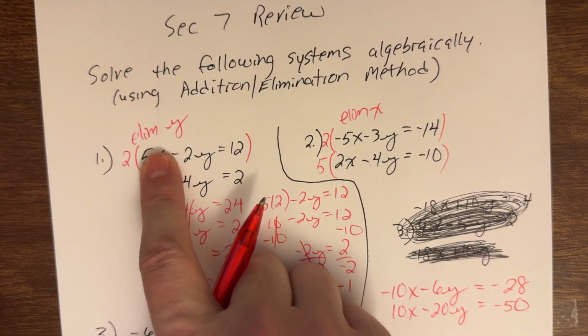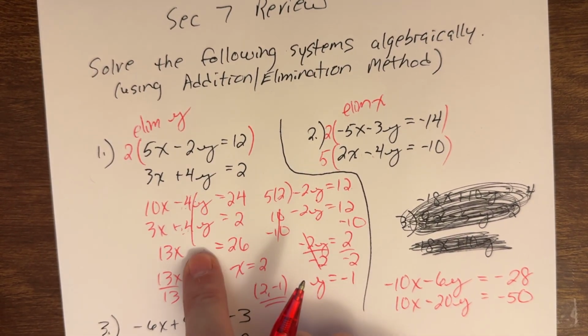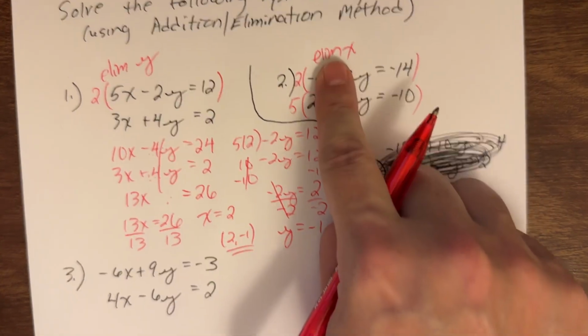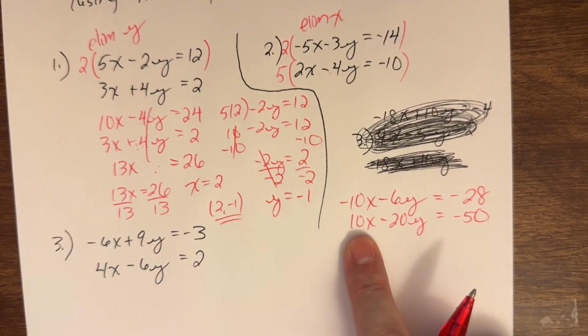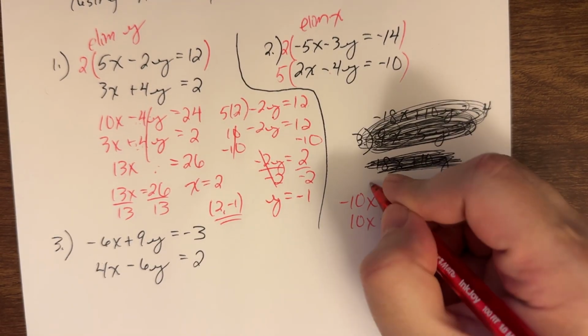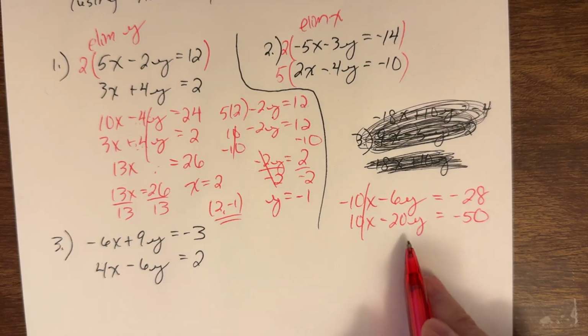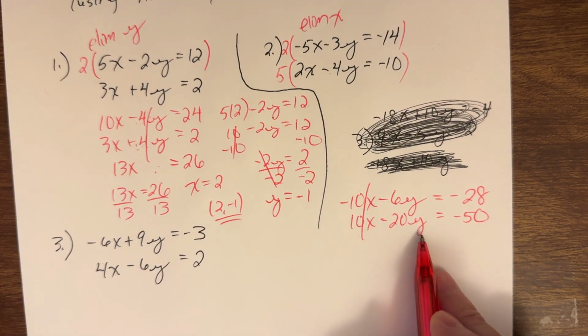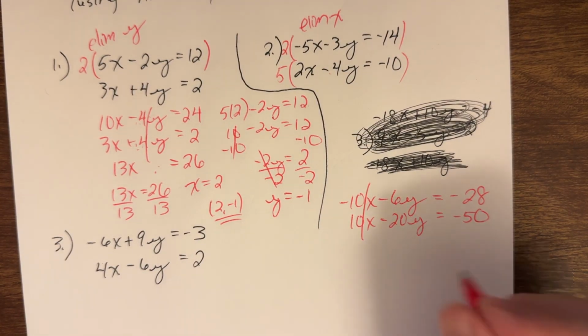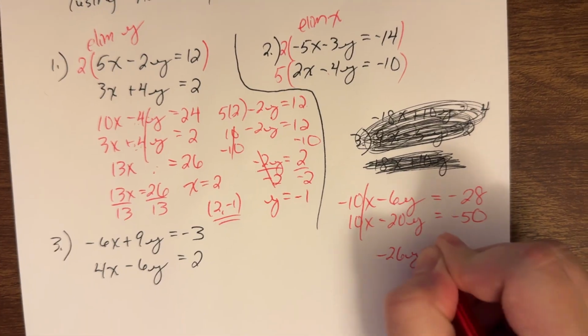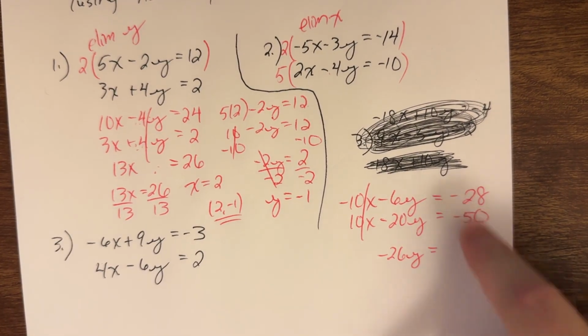Here I wanted to eliminate the y's. I noticed the negative positive 4y will cancel. Now I wanted to eliminate the x's, and I've got it. Negative positive 10x cancels. Keep going. Now these are both negative y's. Adding the two negatives, I get a -26y.